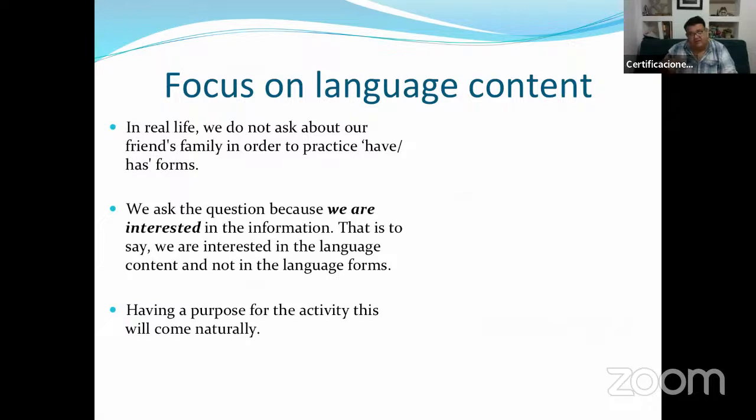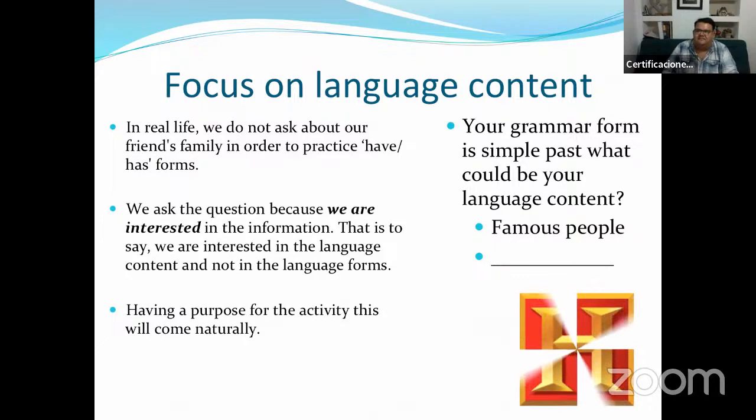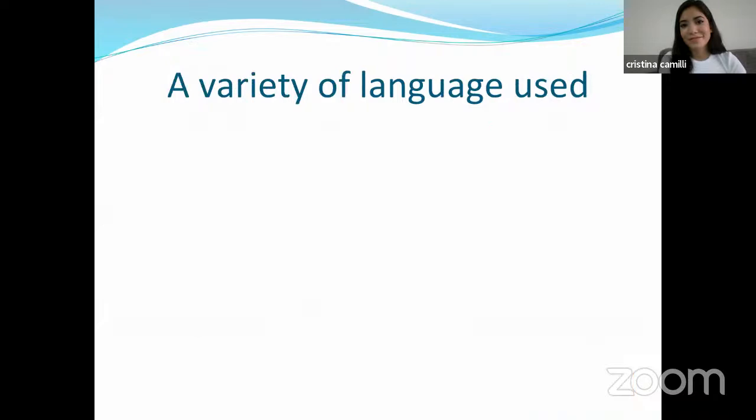So, for example, your grammar form is simple past. What could be your language content? Famous people, last vacations, last trip to Europe, etc. And then a variety of language use.